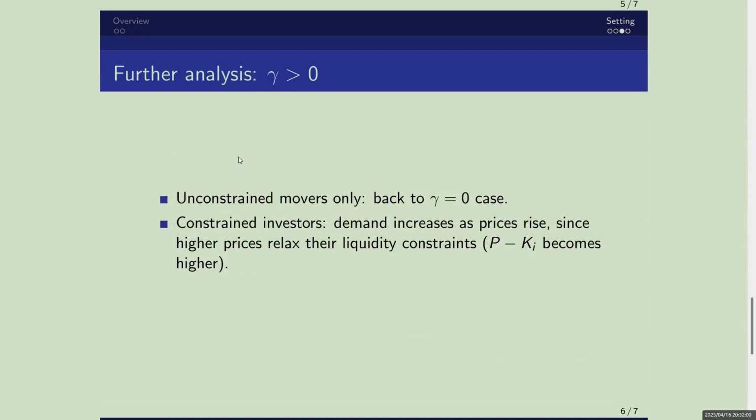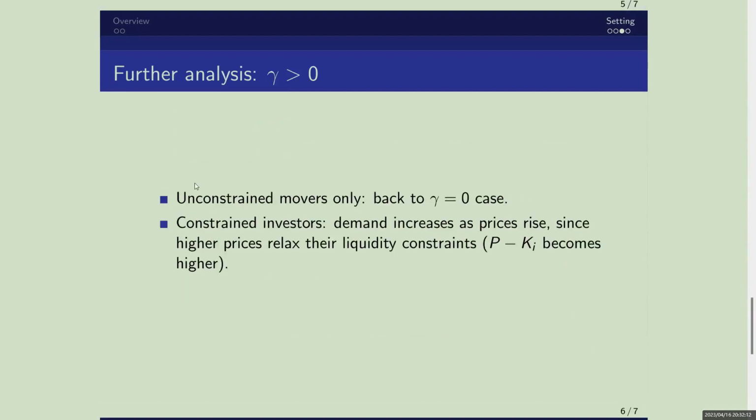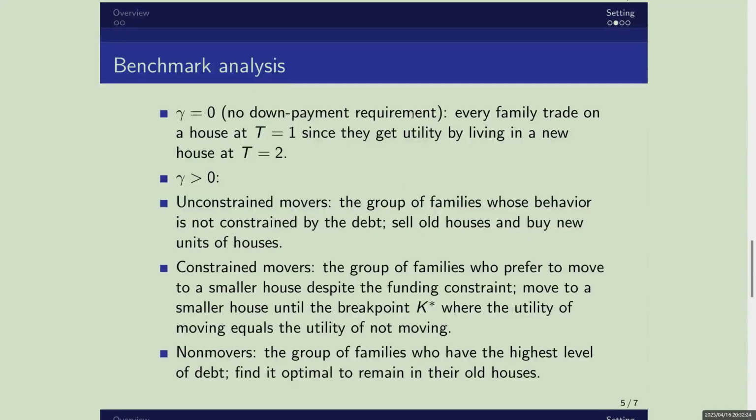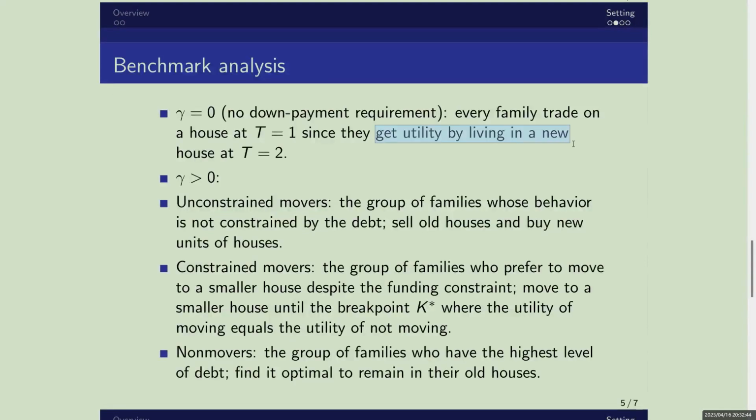If we extend the analysis further, under the assumption that there is the down payment requirement, suppose in the market we only have the unconstrained movers. Actually, we are back to the gamma equals 0 case, where there is no down payment requirement. The reason is very simple: even though the down payment is required, the market contains only unconstrained movers. They are not constrained by their debt, and they get utility by living in a new house. So at t equals 1, all these movers will sell their old house and then buy a new house.